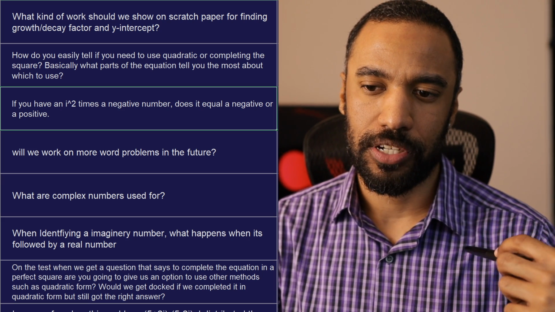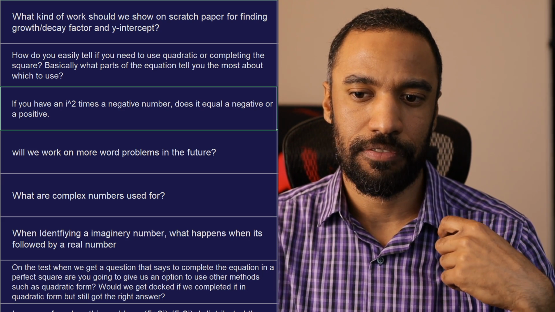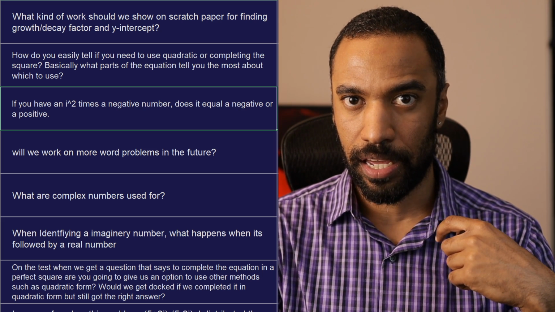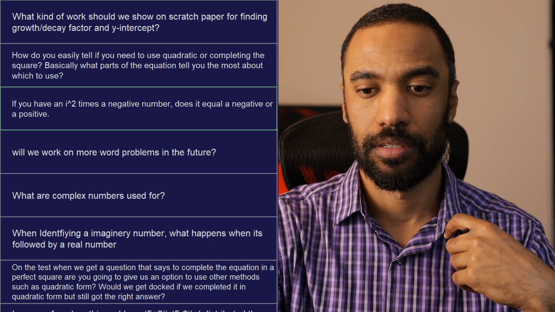If you have an i squared times a negative number, does it equal a negative or a positive? Well, it equals a positive because i squared is negative 1. Negative 1 times a negative number equals a positive number.